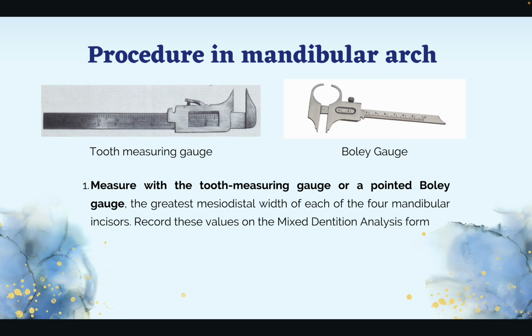So this is the procedure in the mandibular arch. You have to measure with the tooth measuring gauge, as you can see in the left picture, or a pointed Boley gauge, as you can see in the right picture. Measure the greatest mesiodistal width of each of the four mandibular incisors, and don't forget to record this value on the mixed dentition analysis form.